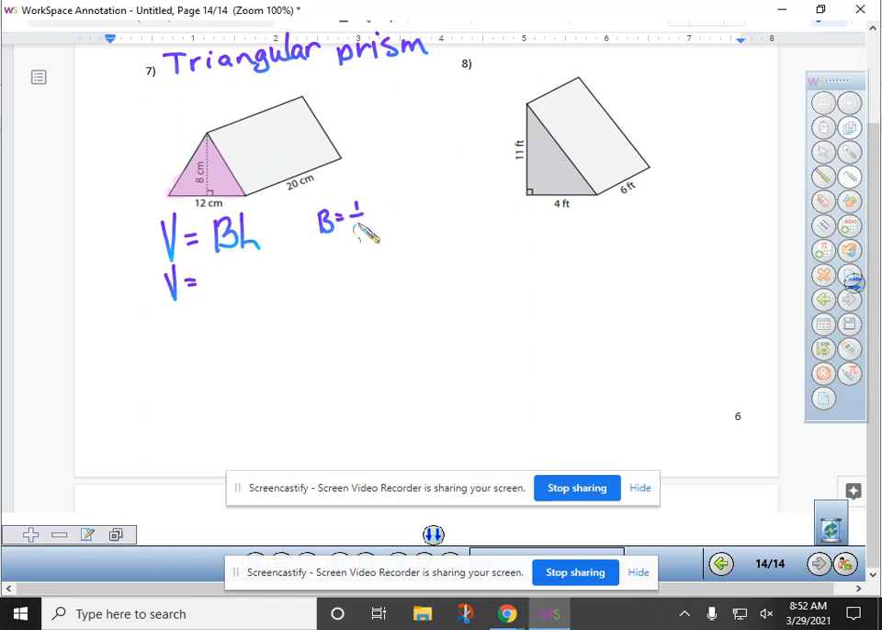So the area of the base is going to be 1/2 base times height, right? What is the base of just the pink triangle? 12. Thank you. Y'all got to quit mumbling. What is the height? 8. What's half of 12? 6. And 6 times 8? 48. That is the area of the base. What is the height of the whole thing between the bases? 8. Oh, 20. It's 20. Y'all can work that out.